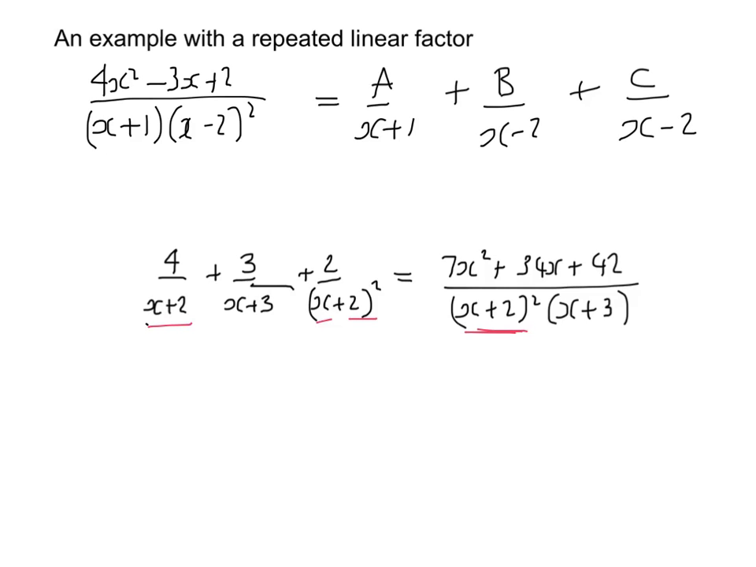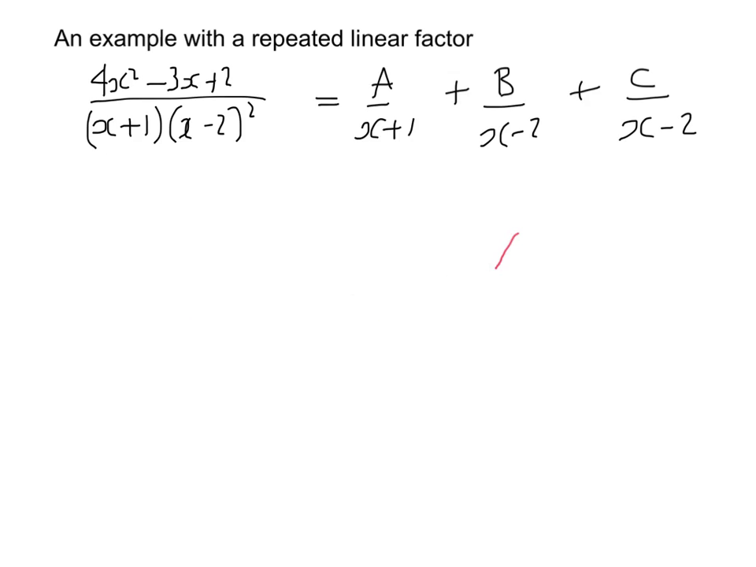So if we're reversing that process, we need to allow for the fact that to form the x plus 2 squared in the denominator, it may be made up of an x plus 2 and an x plus 2 squared. So basically we just use that fact in setting up our partial fraction with a repeated linear factor. So in fact what we do is we set it up with A over x plus 1, B over x minus 2, and C over x minus 2 squared.